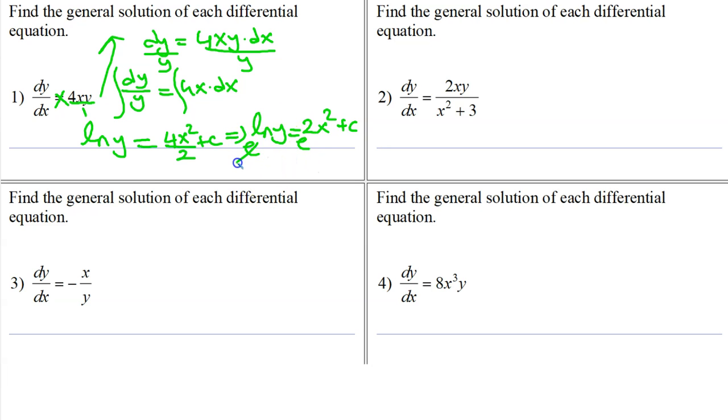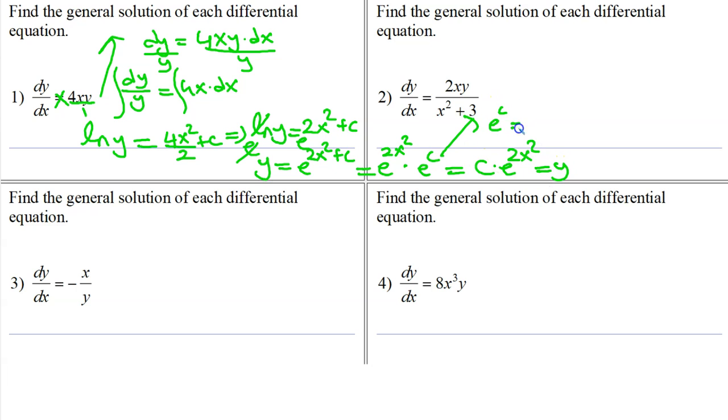So the e and ln get cancelled, so we get y is equal to e to the power of 2x squared plus c. I can rewrite this expression as e to the power of 2x squared times e to the power of c, because we know that for exponential numbers, addition implies multiplication. So we get capital C times e to the power of 2x squared as my solution. If I set e to the power of c equal to C, because they're still constant numbers, it doesn't matter what constant number we have. So that's the answer of the first problem.